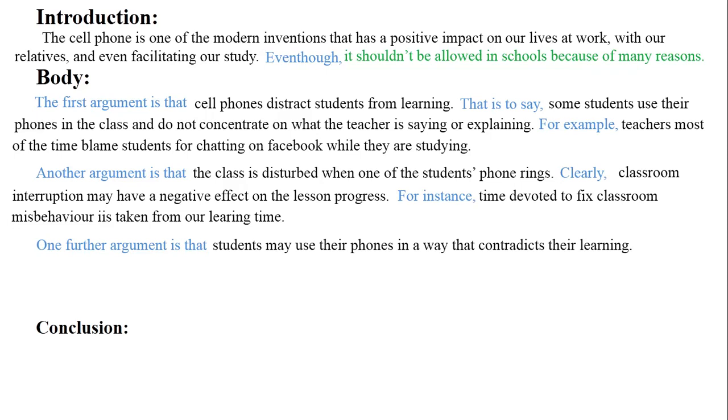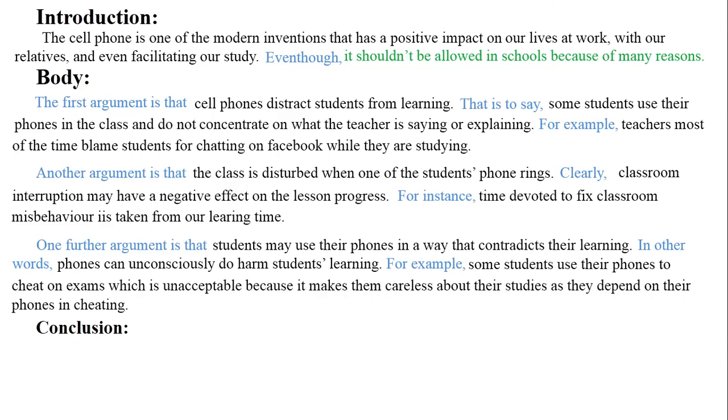Argument number 3, students may use their phones in a way that contradicts their learning. This is our argument number 3. Explanation, linking word of explanation. In other words, okay, phones can unconsciously do harm students' learning. One example, a linking word of example. For example, some students use their phones to cheat on exams, which is unacceptable because it makes them careless about their studies as they depend on their phones in cheating. These are our 3 paragraphs of the body of an argumentative essay.